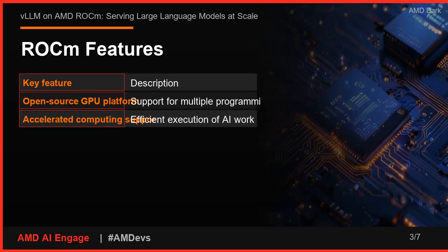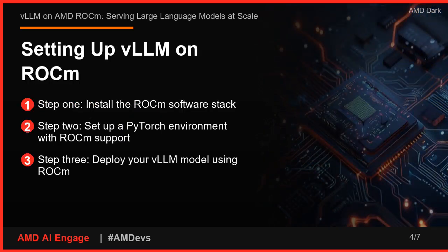The ROCm platform is an open-source GPU platform that supports multiple programming languages and frameworks. This allows developers to write code in their preferred language while still taking advantage of the performance benefits offered by AMD's GPUs. To get started, you'll need to install the ROCm software stack on your system.